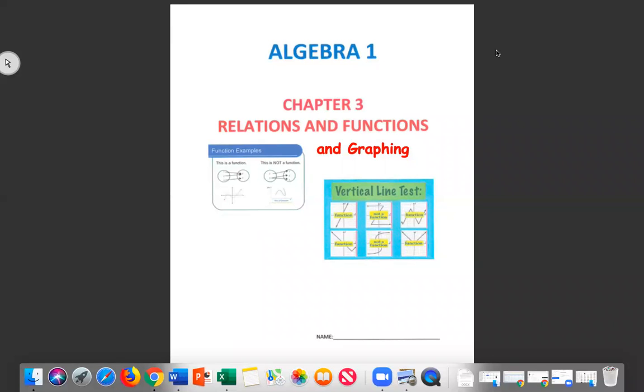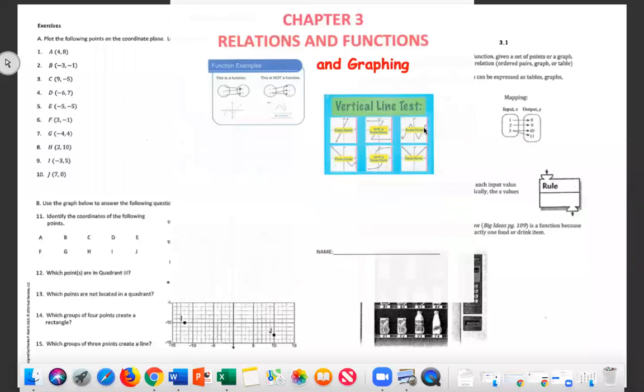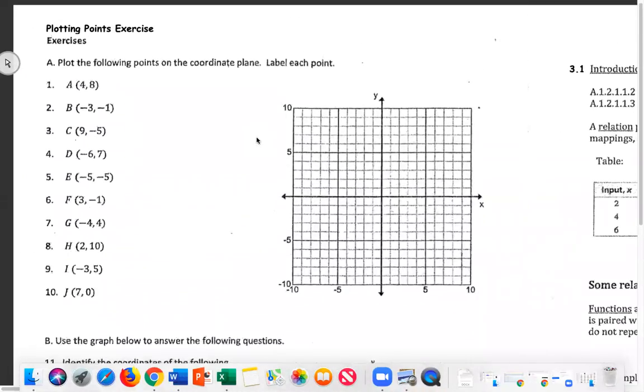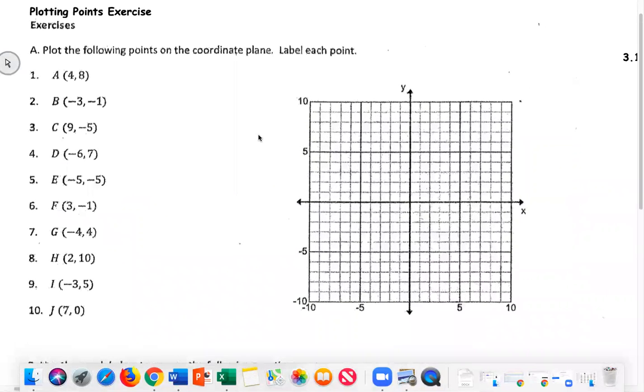All right, so let's talk about chapter 3, relations and functions and graphing. So first thing we need to recall is how do we graph? How do we plot points? Okay, so this is pretty simple, pretty straightforward. All right, and the one thing you need to remember is our points are alphabetical, meaning our X value comes first, followed by our Y value.